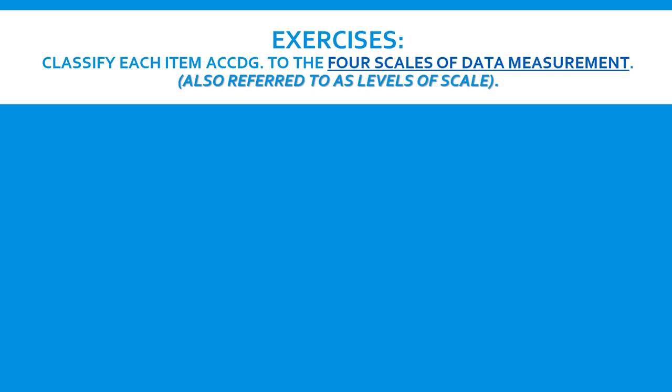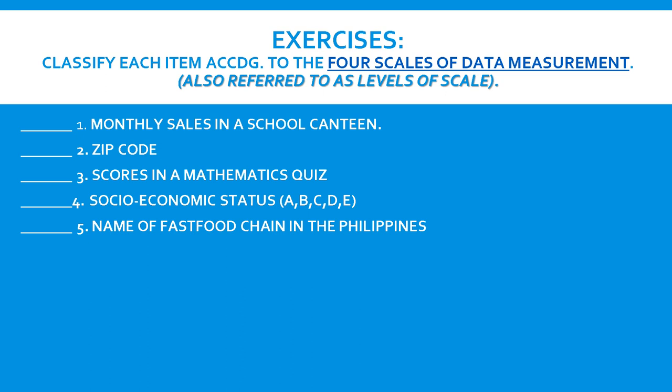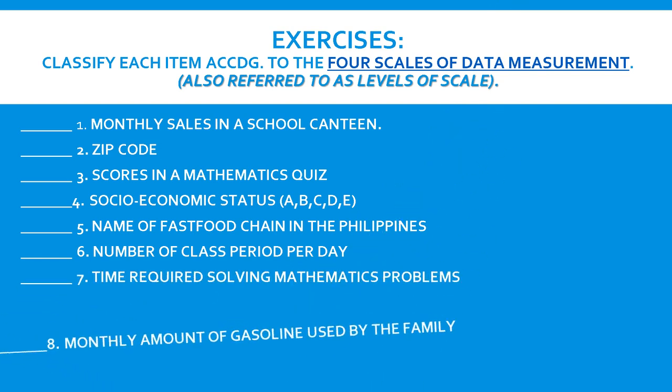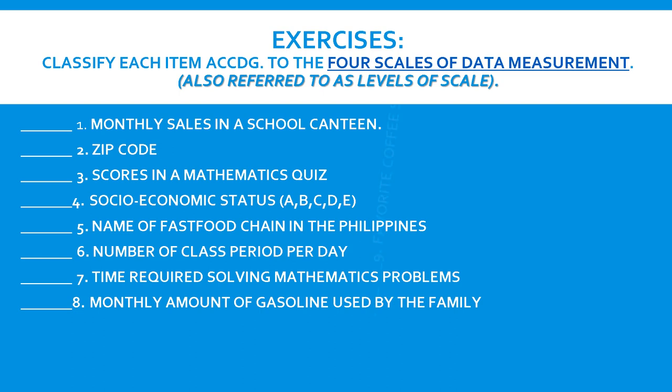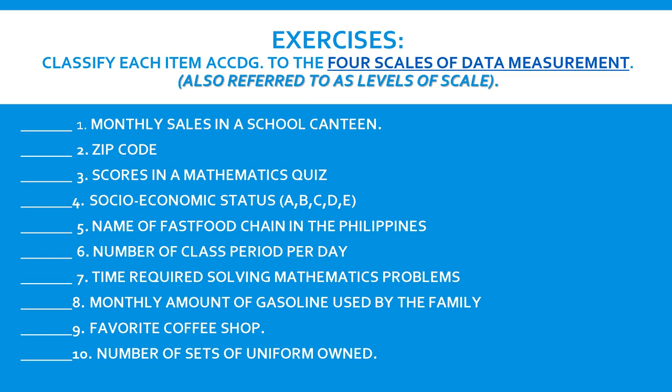Okay, another exercise is for you to classify each item according to the four scales of data measurement. This is also referred to as levels of scales. So we have number one, monthly sales in a school canteen. Number two, zip code. Number three, scores in a mathematics quiz. Four, socioeconomic status: A, B, C, D, E. Name of fast food chain in the Philippines. Number six, number of class per period per day. 7. Time required solving mathematics problems. Monthly amount of gasoline used by the family. Favorite coffee shop. Number of sets of uniform owned. And I think that's the last one.